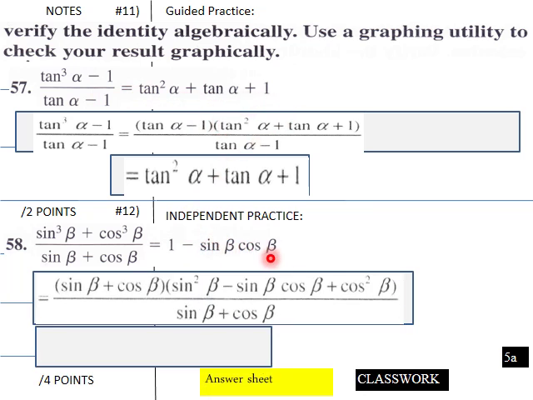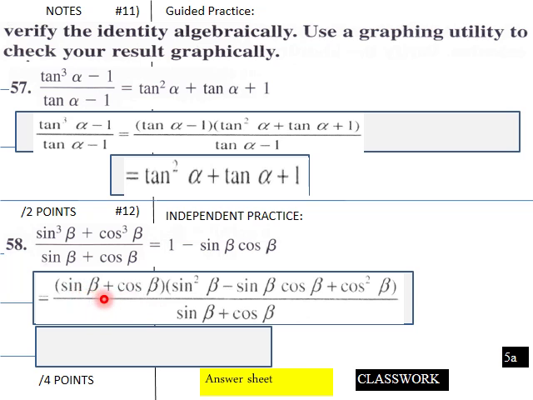Now down here, do I do that? Oh, I do. It's your lucky day, students. So sine cubed beta plus cosine cubed beta over sine beta plus cosine beta equals 1 minus sine beta multiplied by cosine beta.